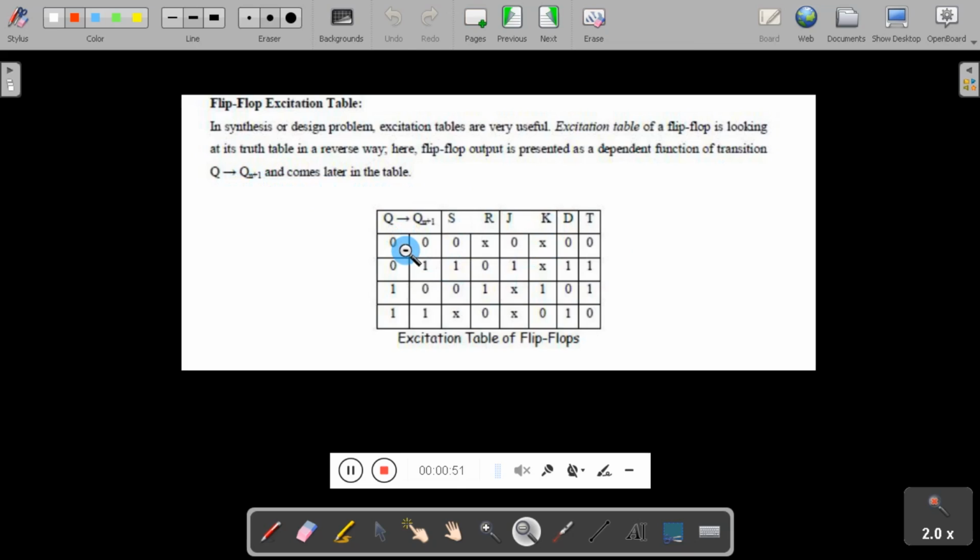So now, how do we represent this excitation table for SR, JK, D and T flip-flops? We have to see the cases when the last state is Q and the next state is Qn+1 for the combinations 0,0, 0,1, 1,0, 1,1. Now, when the flip-flop is in 0 state and wants to move to the next state 0, what should be the combination of SR? For that I will take you to the previous slide.